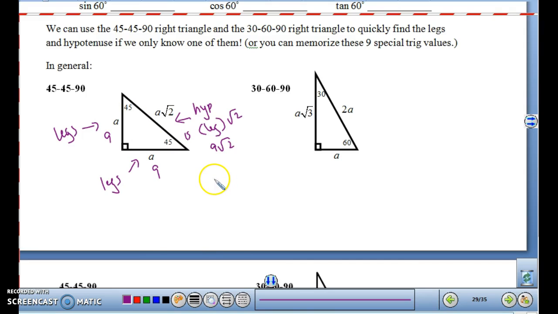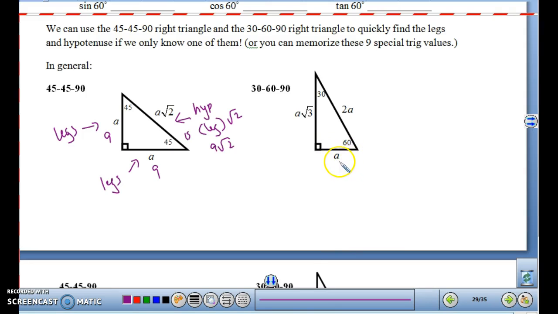Now, again, you can always use the Pythagorean theorem and figure that out, but if you know this pattern, it works really well. So, in general, 45, 45, 90, the legs are equal, the hypotenuse is the leg times the square root of 2. Now, the 30, 60, 90 right triangle had a different pattern. We have a 30-degree angle, a 60-degree angle, and a 90-degree angle. Okay? And let's look at our values here.